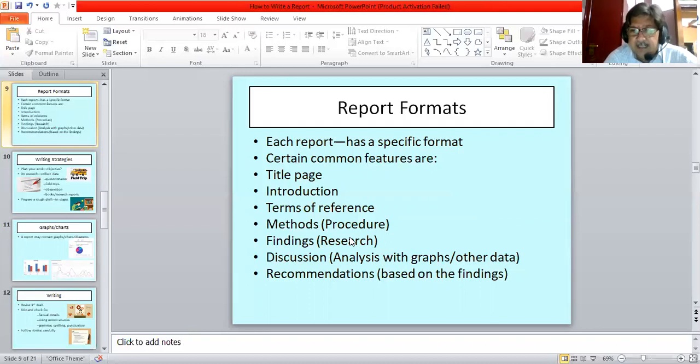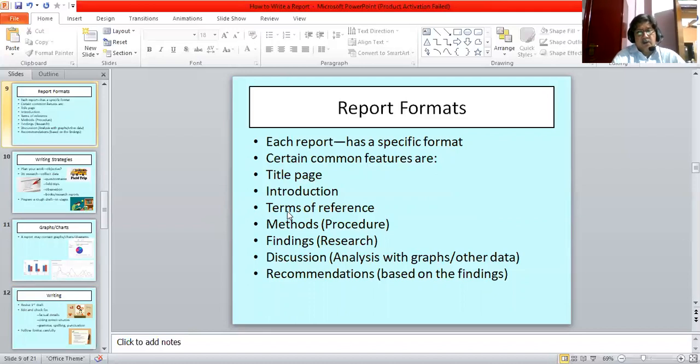And there is a writer of the report. And this is the person who has undertaken the inquiry, or the persons, if there are more than one, those who have undertaken the inquiry that goes into the making of the report. And who these people are will be outlined in the terms of reference. Also, the methods or the procedures that we have followed in collecting the evidence for the report, the findings, also the discussion together with the analysis, the graphs, charts, and other data, and also the recommendations or suggestions that can be made on the basis of the findings. All these things are contained in a long report.